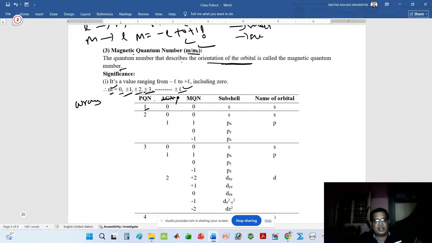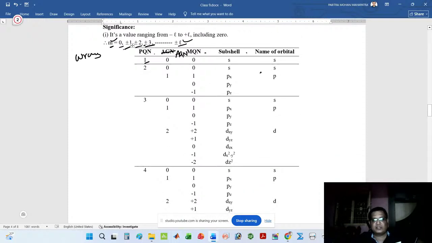This is your AQN. This is your MQN, this is your subshell, this is the name of the orbital. Let me explain. Actually, there is a mistake. This is your principal quantum number. This is your azimuthal quantum number. This is your magnetic quantum number. This is the name of orbitals, and this is the subshell.